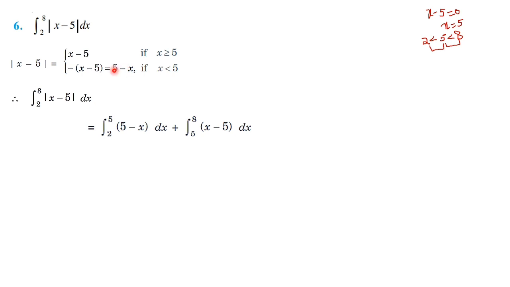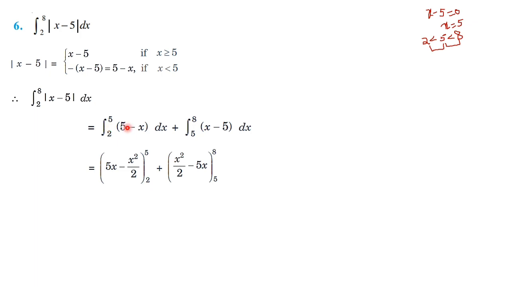Negative form means this one, 5 minus x. So the integral of 5 minus x dx, plus the next portion, the integral from 5 to 8. From 5 to 8 means when x is greater than or equal to 5, which means the x minus 5 form. So the integral from 5 to 8 of x minus 5 dx.